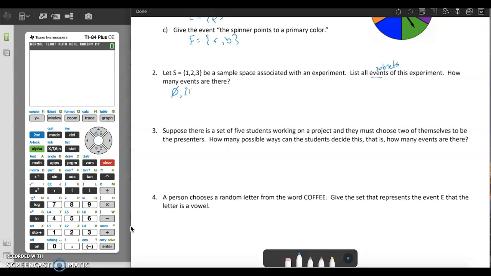We would have the set just containing 1, the set just containing 2, the set just containing 3. Then we would have 1 and 2 together, 1 and 3 together, 2 and 3 together, and finally the entire set is a subset of itself. So how many are there? 1, 2, 3, 4, 5, 6, 7, 8. There are 8 events in this case, and remember, we can always do 2 to the n power. That's our formula for subsets. So 2 to the third, since there were 3 original elements, gives us 8.